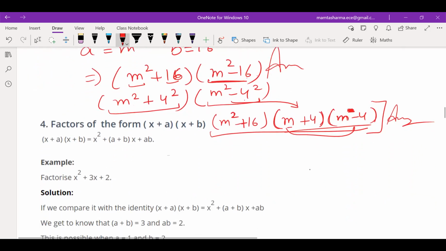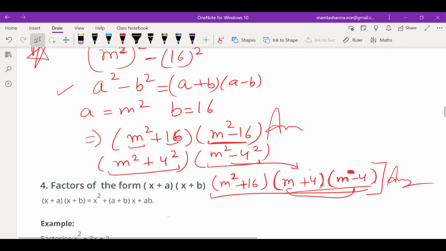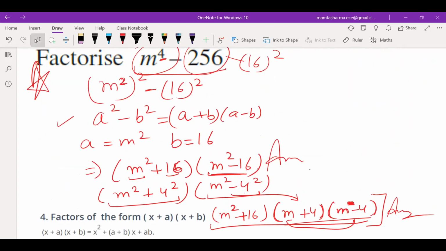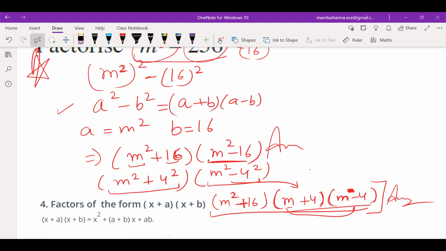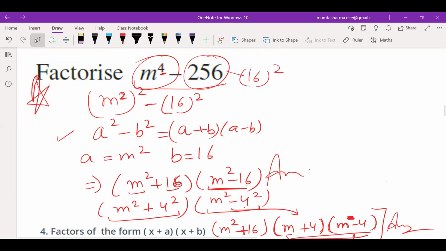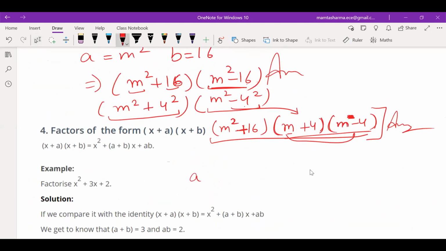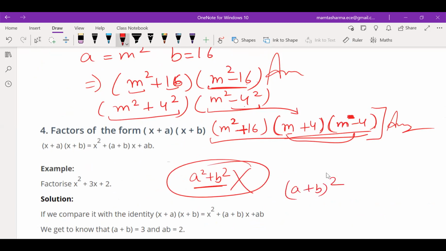I have a doubt. Can we break up m square plus 16, like a square plus b square? Can we break it up? No, there is no such identity for a square plus b square. There is no identity which can factorize this term. We have only 3 identities: a plus b square, a minus b square, and a square minus b square. That's it.